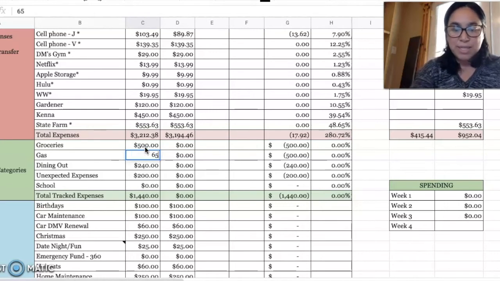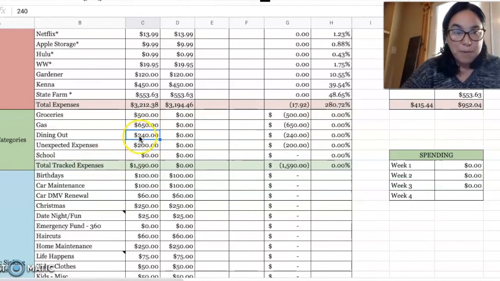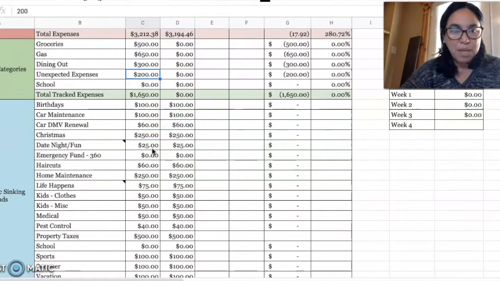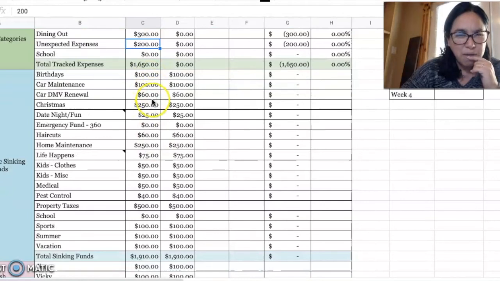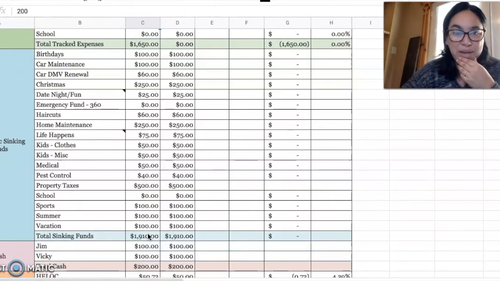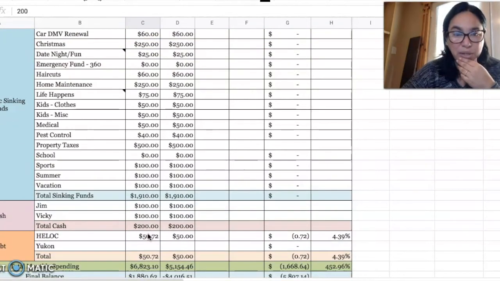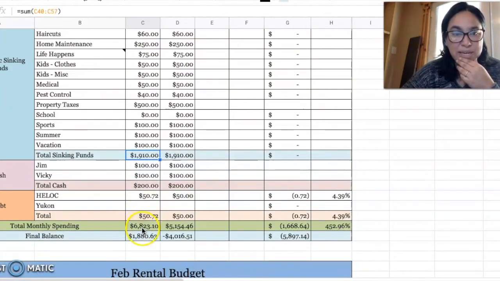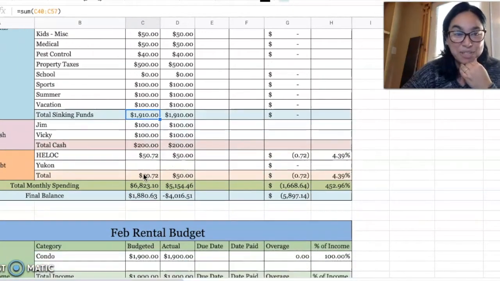Gas, we are increasing it to 650 because last month we used like 6 something. Dining out, I'm adding 300. I don't know. And then unexpected, we're going to leave it the same. Sinking funds should all stay the same. And I'm not talking through my sinking funds here only because I talk through it in another video, but this is just what I do quickly to take a look. So sinking funds is 1910. Spending money, we put spending money back into the budget, which is exciting.